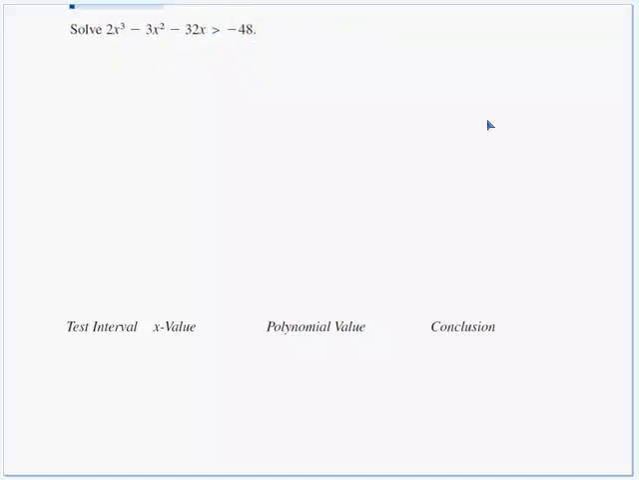Well, to get the ball rolling, we want to have a 0 on the other side. So I'm going to add 48 to both sides. 2x to the third minus 3x squared minus 32x plus 48 is equal to 0. Now, I can't remember how they show you how to factor this in the book. Easiest thing to do would just be to factor this on one of our TI-89 calculators.